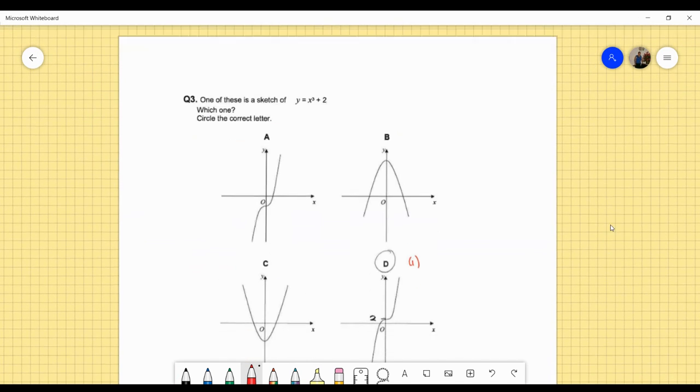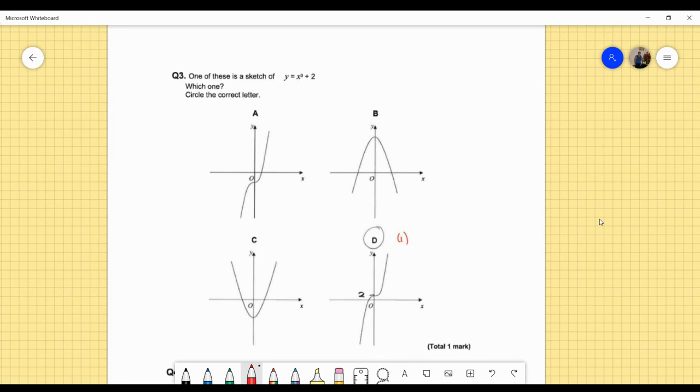We then have a look at question 3. So which of these is a sketch of y equals x cubed plus 2? And you needed to remember the highest power in this question is the cubed. So that tells me it's going to be a cubic graph. And therefore, hopefully you remember your cubic graphs are that sort of S-shaped, and therefore it's D for 1 mark. So on this one, remember, it's just red if you've got 0, so if you got it wrong, or green if you got it correct on question 3.